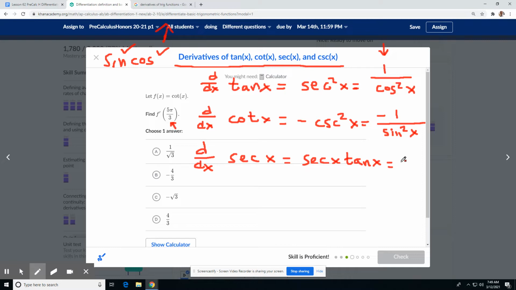Which, if we applied it, tangent is sine over cosine. Secant is 1 over cosine. We put that all together, and you would have sine over cosine squared.